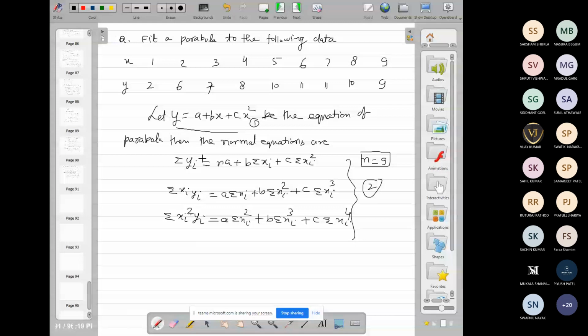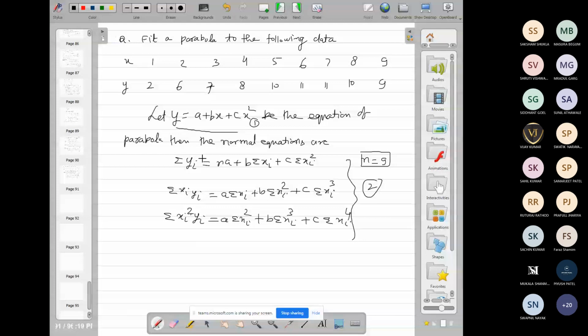So in the similar way, you can fit any required curve for the given data. The curve may be a quadratic curve or cubic curve, or may be exponential or any other. So this is the curve fitting. Now curve fitting is also finished.